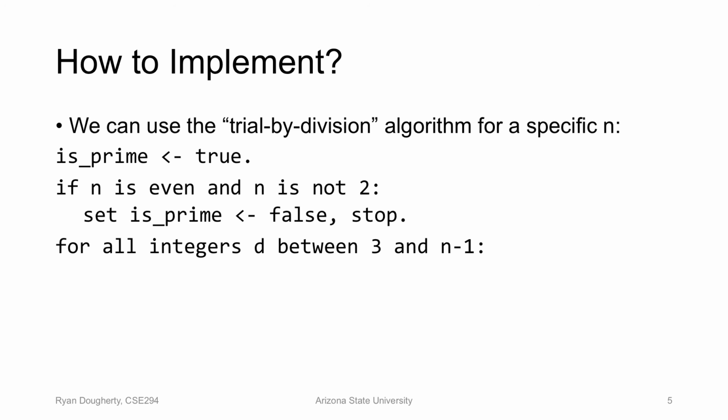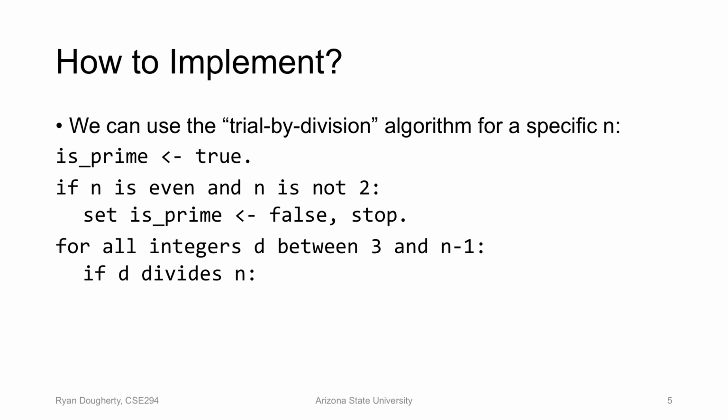But at this point, if we're still searching, the number is either 2, in which case we wouldn't even do anything in this for loop, right? Or the number is odd. So what we do is we search through the list of candidates. We already tested 2. So the next candidate is 3 through n minus 1.